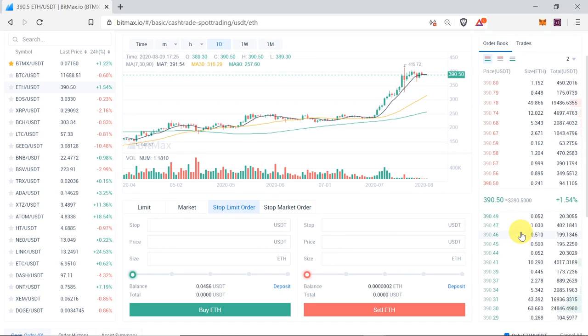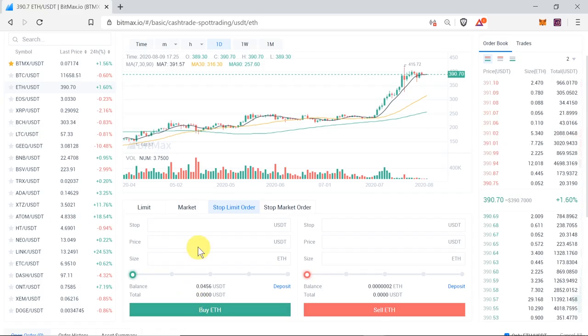I prefer to be in stealth mode, and that allows me to use a stop limit order, where our order is practically invisible until the last moment, until the moment when we are actually selling or buying. So let me tell you how it works. Here we've got three fields: stop, price, and size.